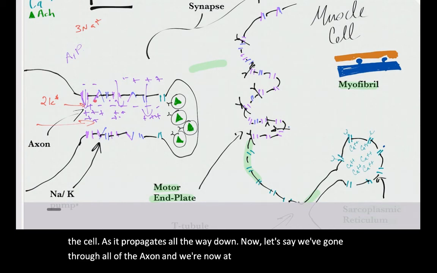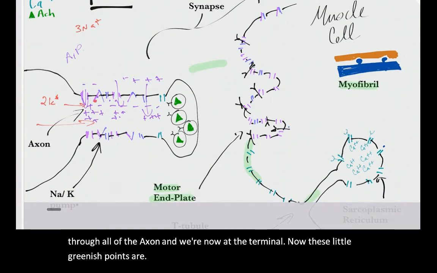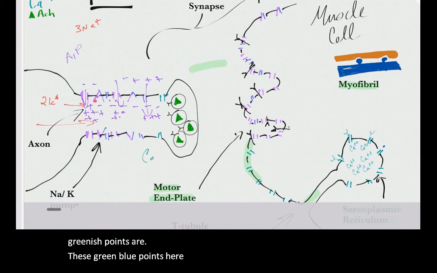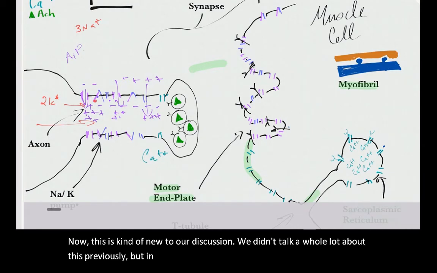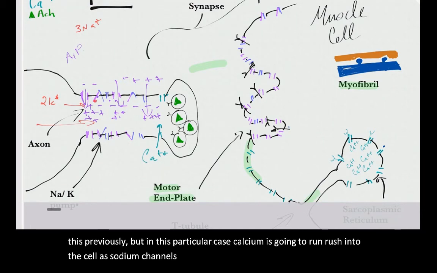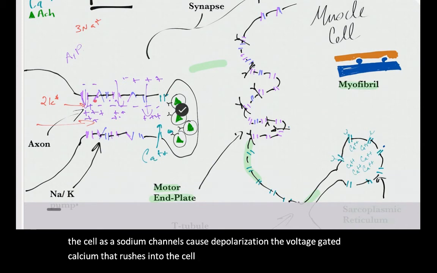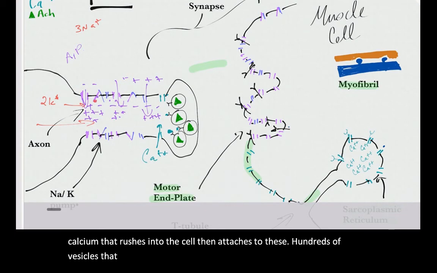Now, these green-blue points here are calcium channels. This is kind of new to our discussion. We didn't talk a whole lot about this previously, but in this particular case, calcium is going to rush into the cell as the sodium channels cause depolarization. The voltage-gated calcium that rushes into the cell then attaches to these hundreds of vesicles that are created in the axon terminal, and in this case are holding onto the neurotransmitter acetylcholine.